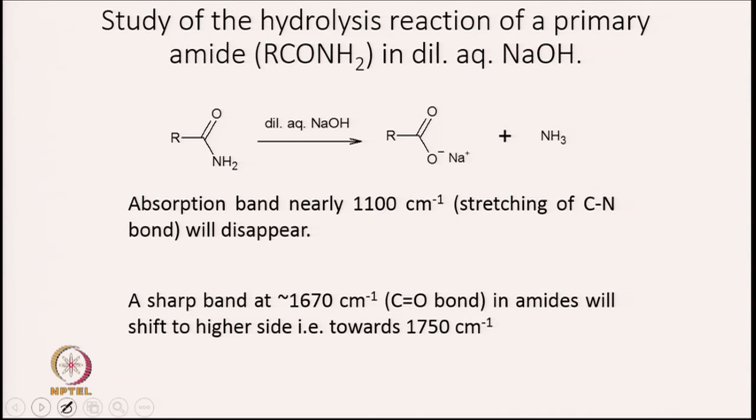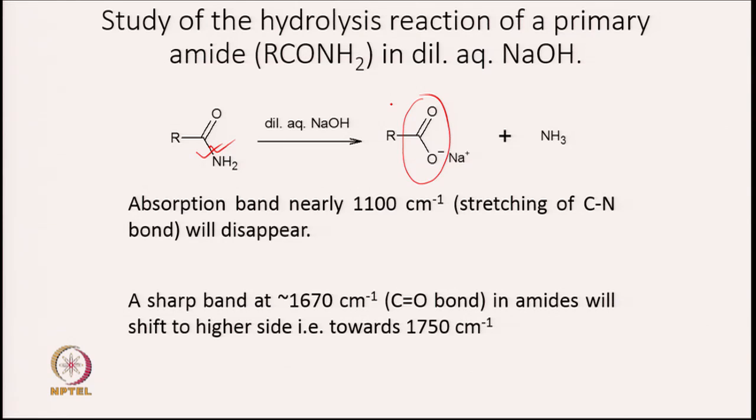So, you can see that there is an NH2 group and there is a CN bond. This CN bond absorbs around 1100 centimeter inverse in the reactant, and now that is missing in your product. In the product, you have the keto group converting to this COO minus group.